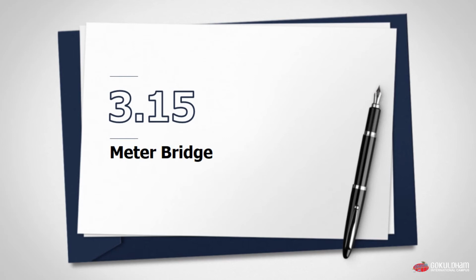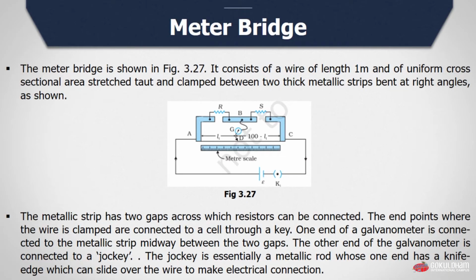Now we will move to our next topic, which is 3.15 meter bridge. So let's start. The meter bridge that is shown in figure 3.27 consists of a wire of length 1 meter and of uniform cross-sectional area, stretched taut and clamped between two thick metallic strips bent at right angles as shown in the figure. The metallic strips have two gaps across which resistors can be connected. Means this metallic strip has two gaps where we can connect resistors.